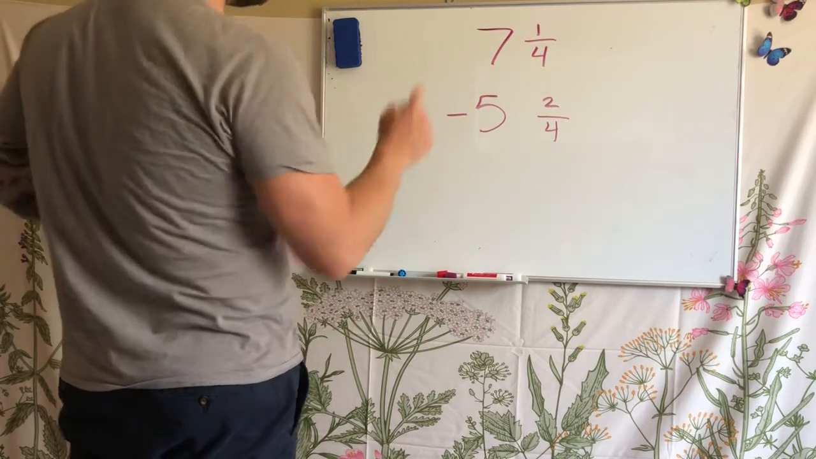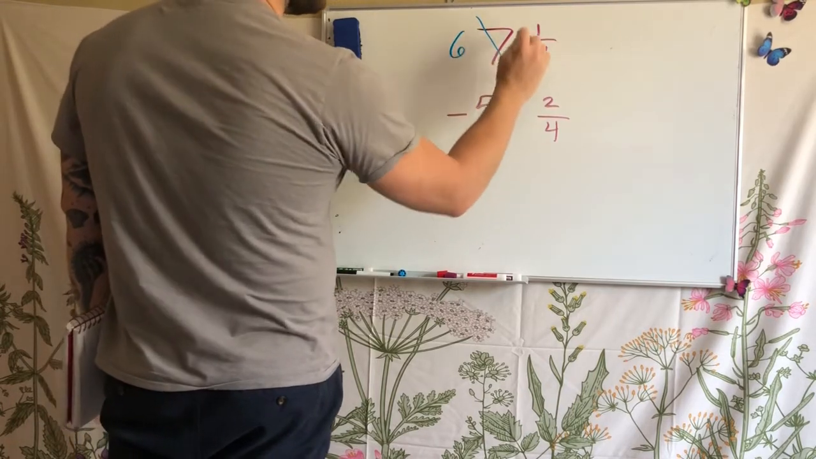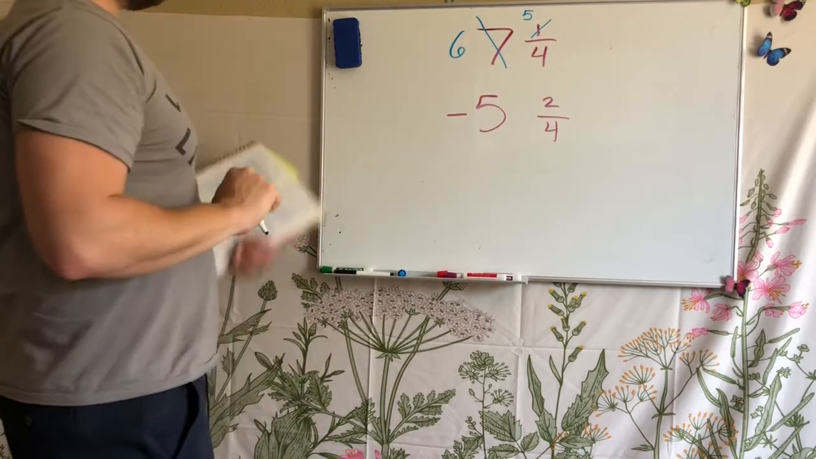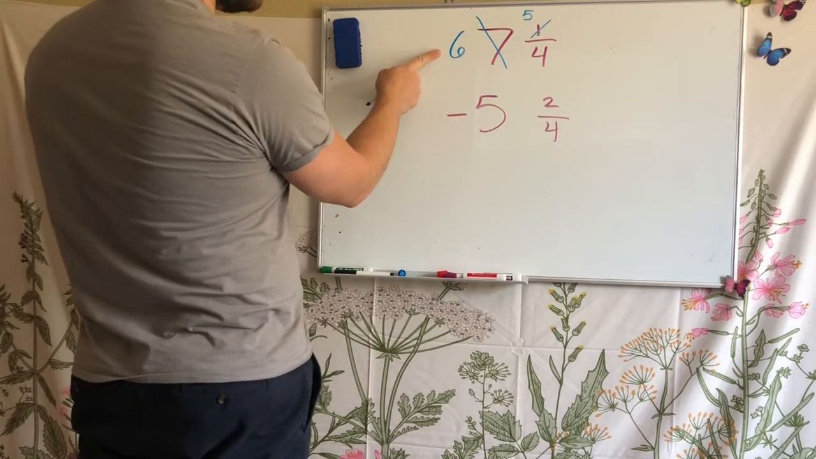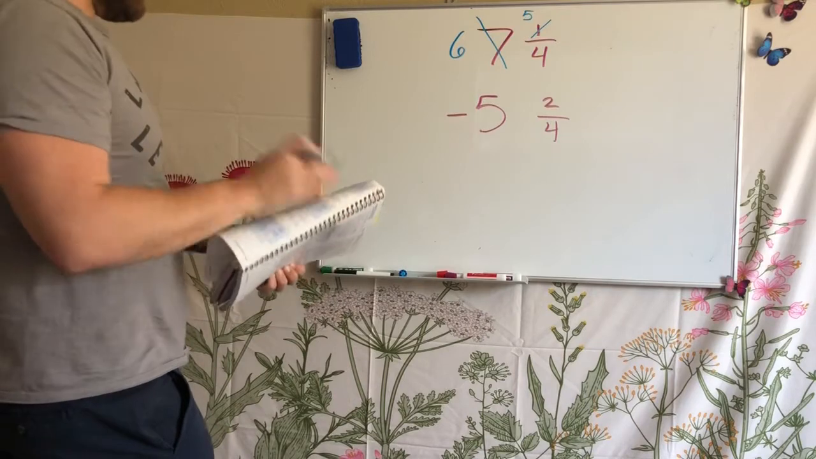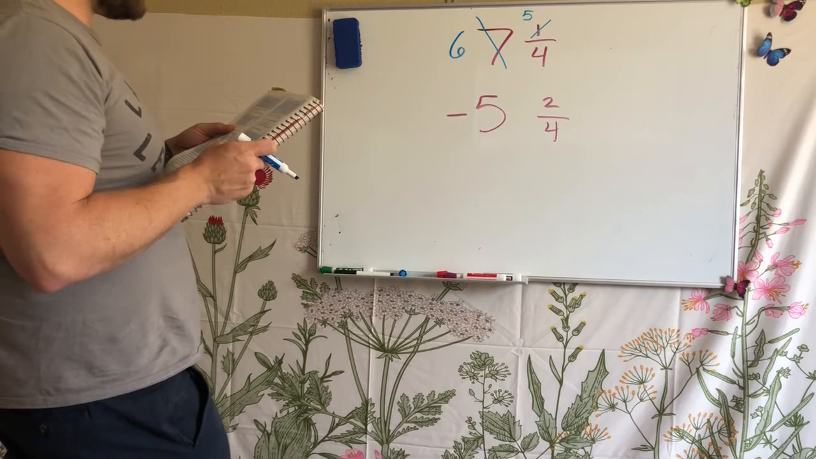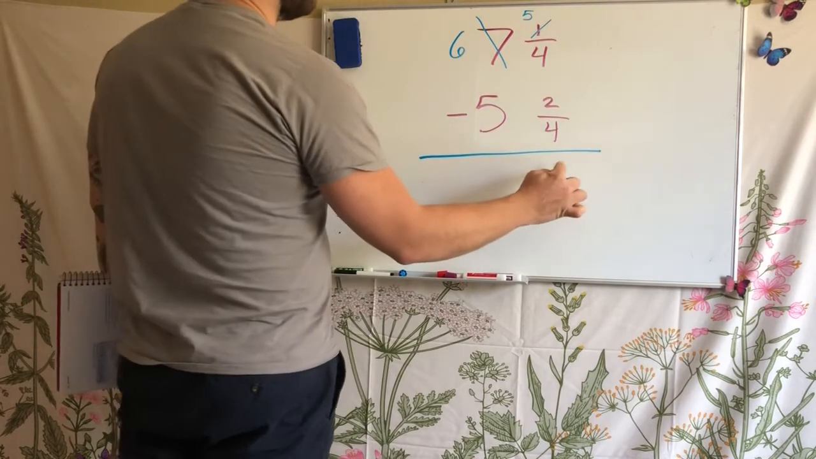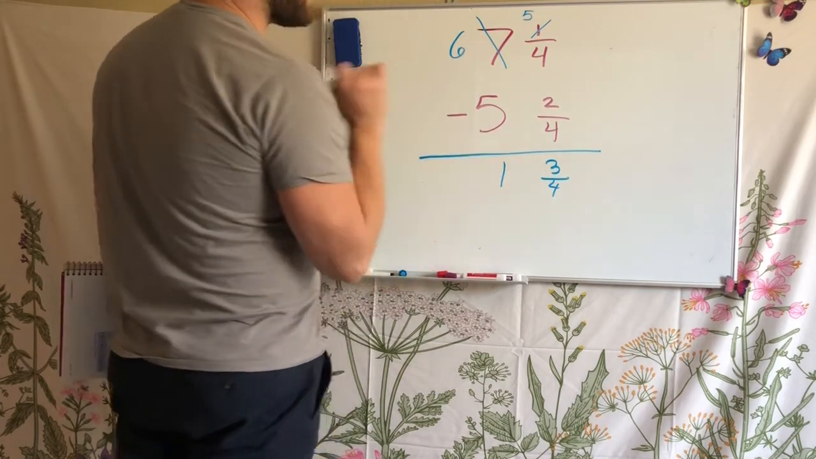We're going to rewrite 7 1/4. We're going to take out 4/4 from here and turn this into a 6. We're going to add the 4/4 over here, so this will become 5/4. So, what's the new whole number for this part? 6. What's our new fraction? 5/4. So, I want you to pause the video and now work the problem. So, it'll be 1 3/4 is your answer.